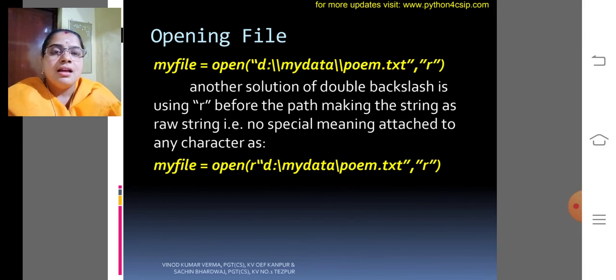Then there is another solution for this problem, that is using r before the path, making the string a raw string, that is no special meaning attached to any character. So look at the r given in the second example. myfile is equal to open. Within that bracket I begin with the r, then the file path, comma, r as the mode.